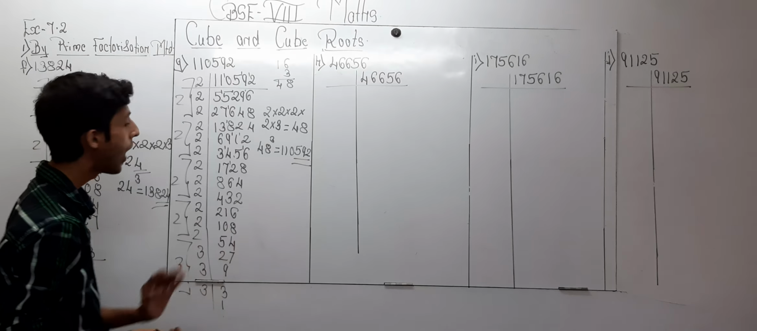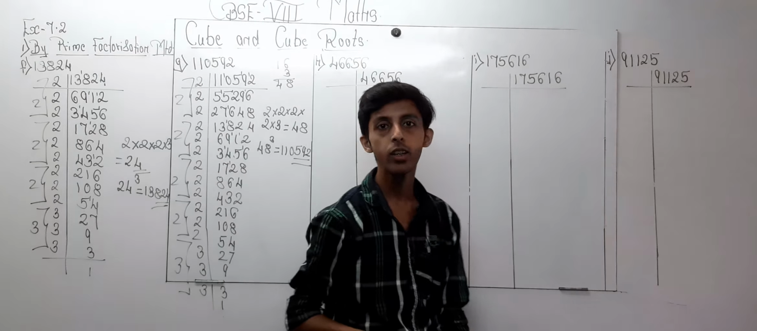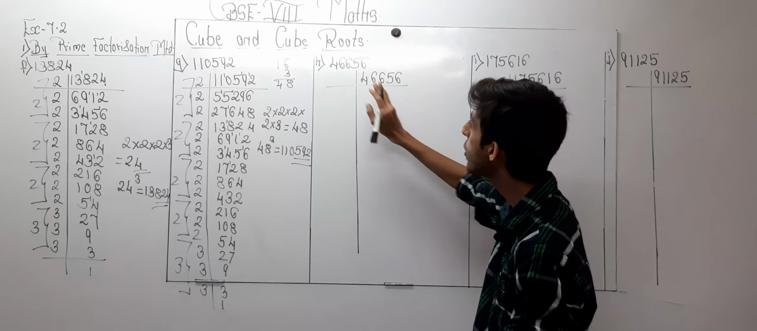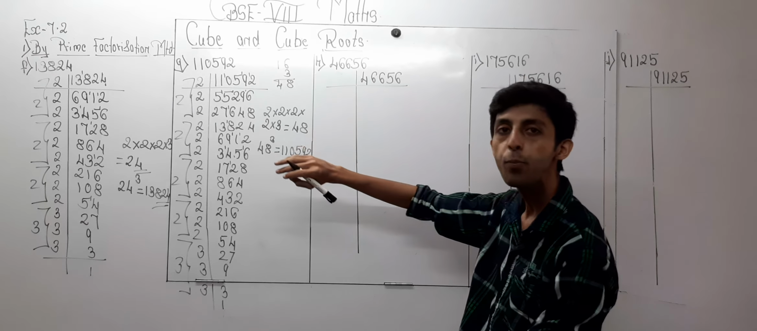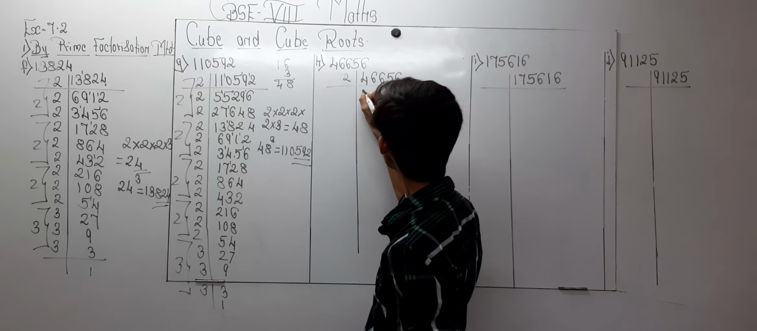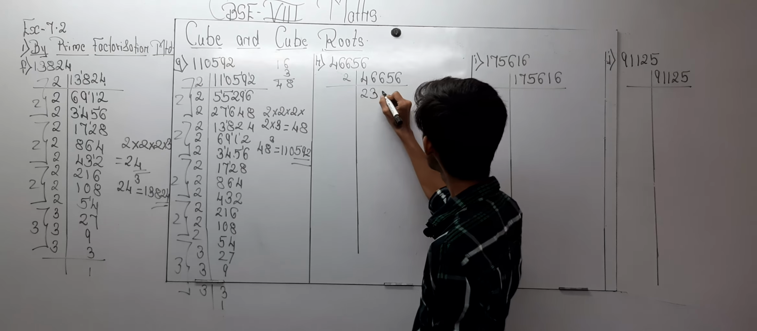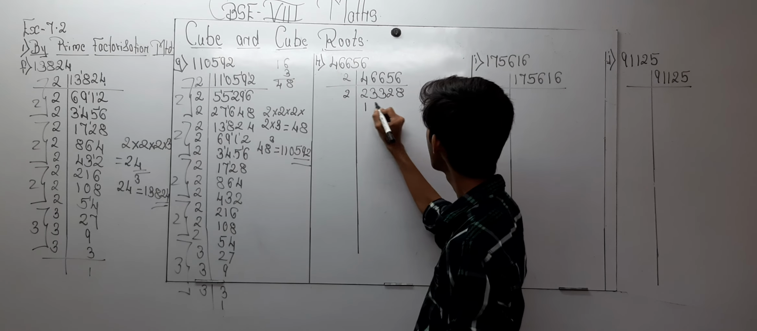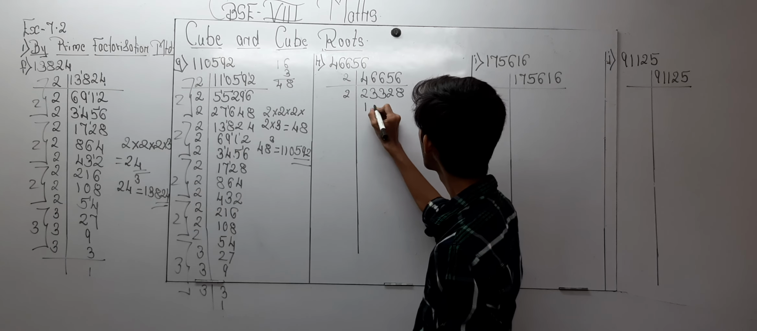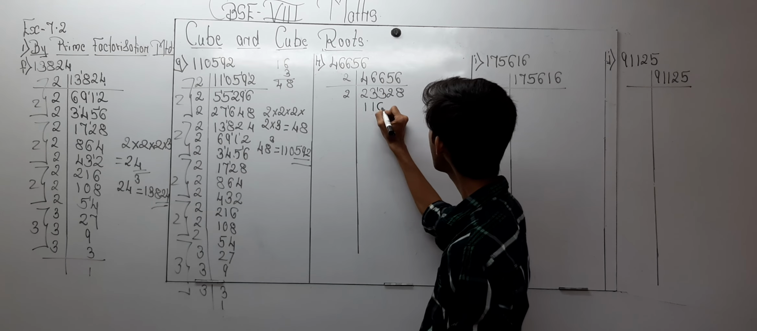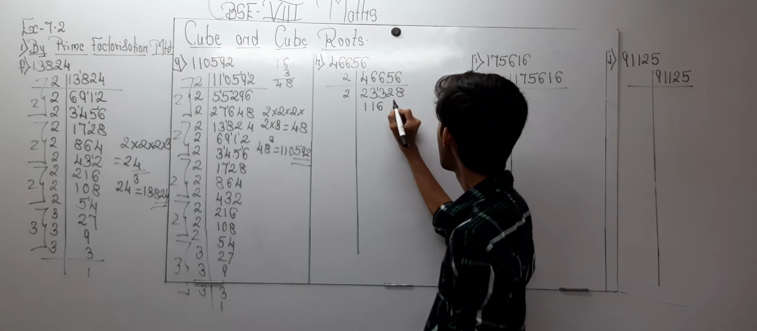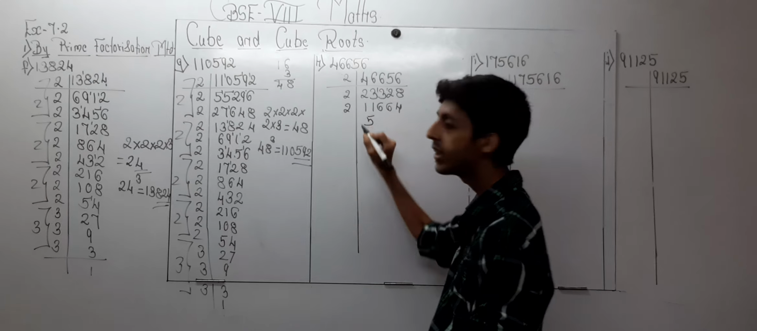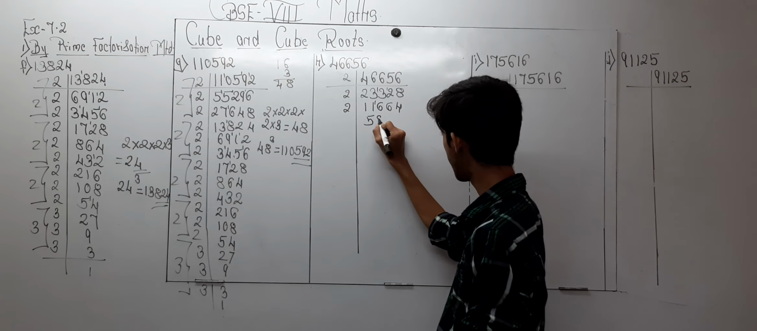Okay. Now moving on to question number H. 46656. We have done this question in our previous exercise 7.1. Okay, now let's repeat it again. 2 2s are 4, 2 3s are 6, 2 2s are 4, 2 8s are 16, 2 1s are 2, 2 6s are 12, and then 2 6s are 12 and 2 4s are 8, 2 5s are 10, 2 8s are 16.